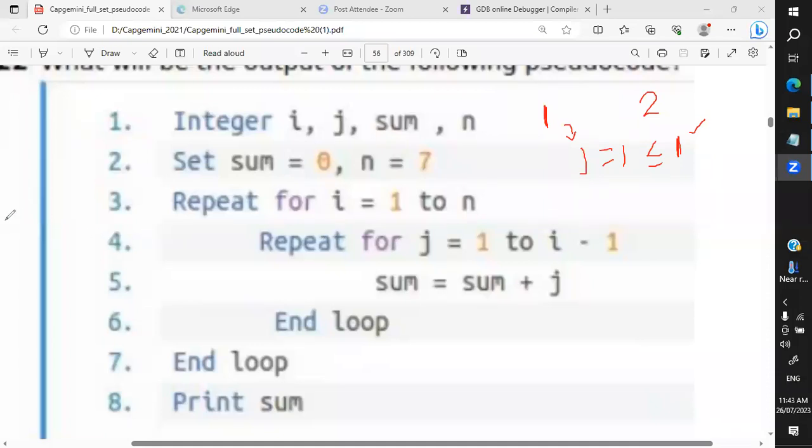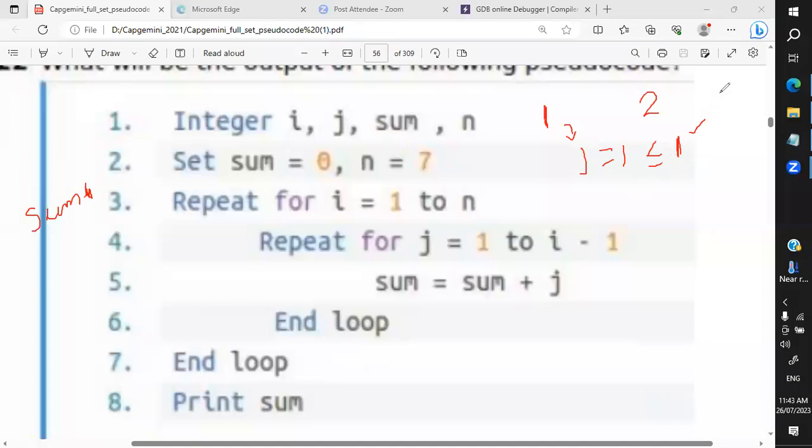Sum value will become 1 now. Okay. Sum value becomes 1. Next, if you observe, all the j values are getting added. So that means you have to understand how many times j is running. For i equals 1, j was running for 1. Then j becomes 2. 2 less than or equal to 1, false. It will not run.